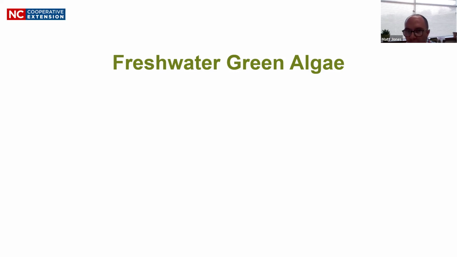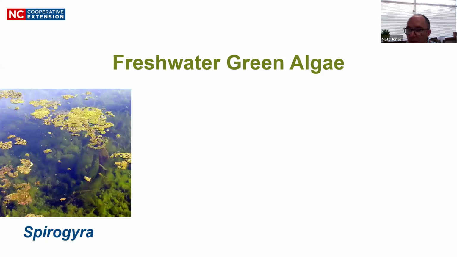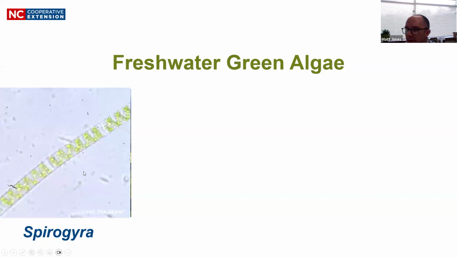All green algae are aquatic and they live in either freshwater or oceanic environments. Some you can find in freshwater ponds and lakes include things like Spirogyra. This is a cool green algae that gets its name from the spiral arrangement of its chloroplast.